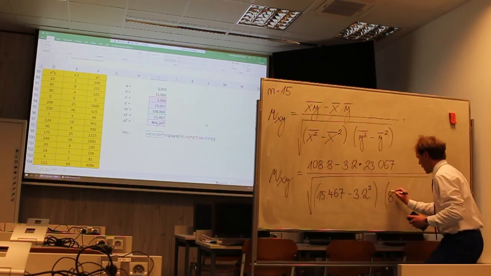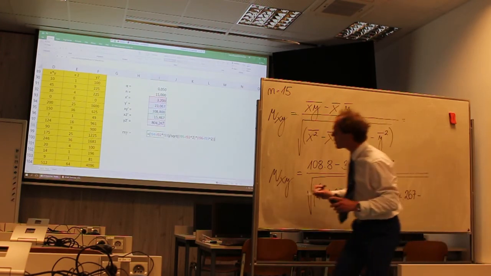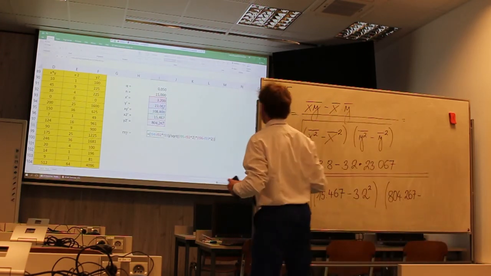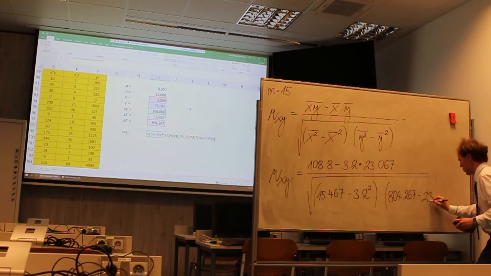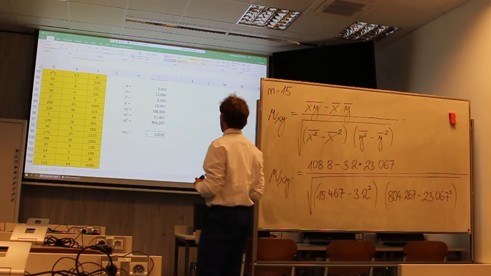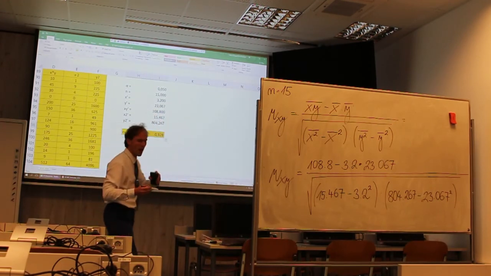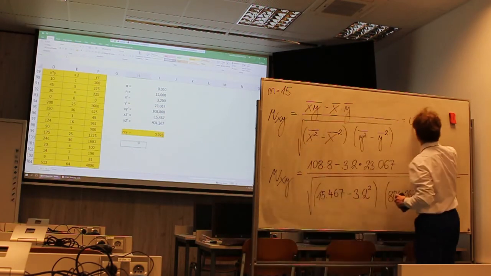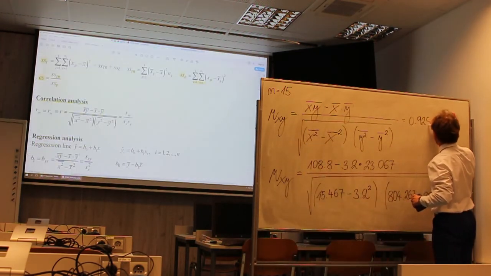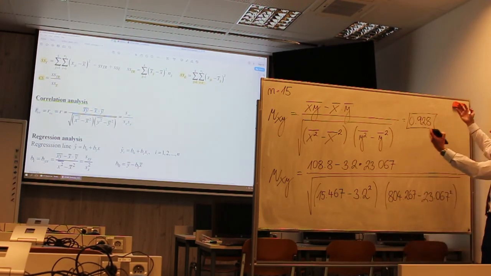804.267 minus 23.067 squared. Okay. If you calculate this, you will see the result. Correlation coefficient 0.928. You have already seen this result, this correlation coefficient.